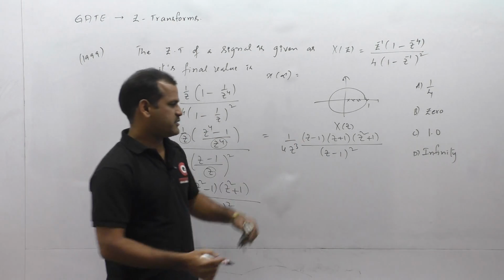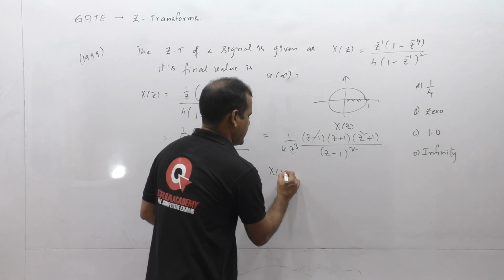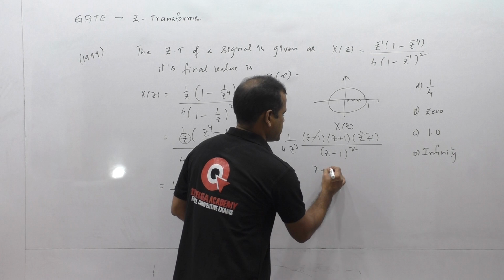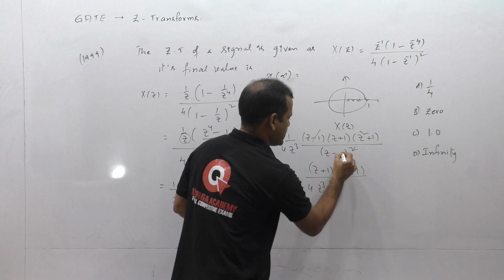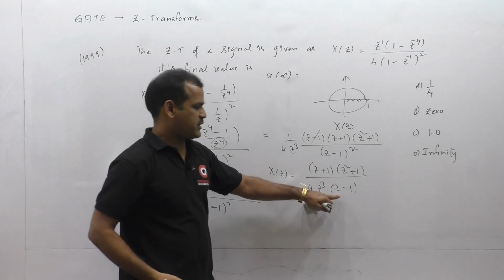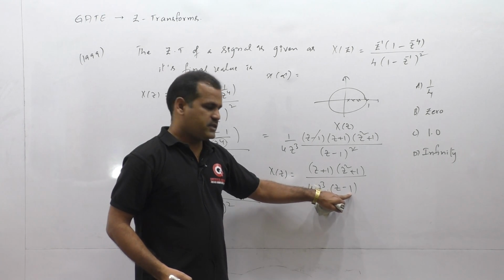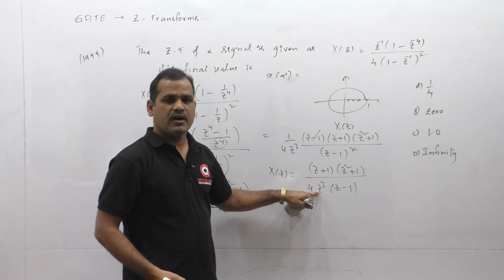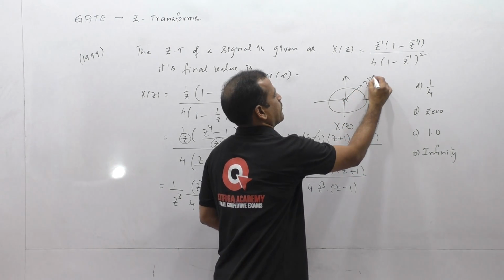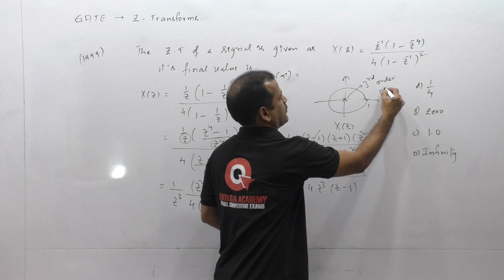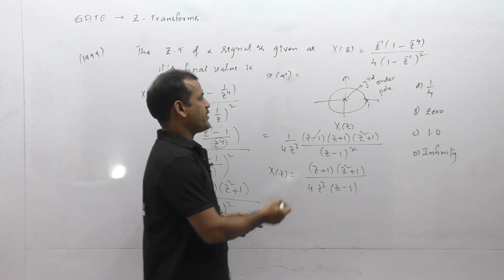The term that cancels here is z − 1, and the remaining final expression of X(z) is (z + 1)(z^2 + 1) divided by 4z^3(z − 1). Now you can observe how many poles there are in X(z). One pole is on the unit circle and three poles are at the origin. That means we have a third order pole at the origin and one pole on the unit circle. So one pole on the unit circle is acceptable for applying the final value theorem here.